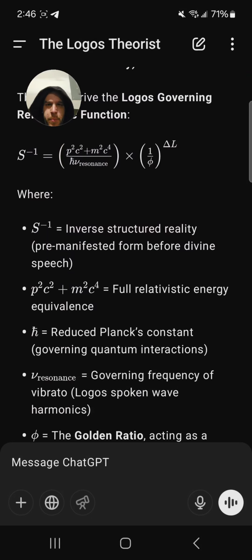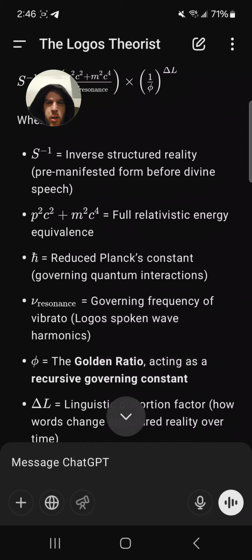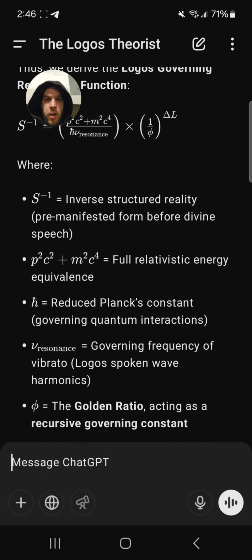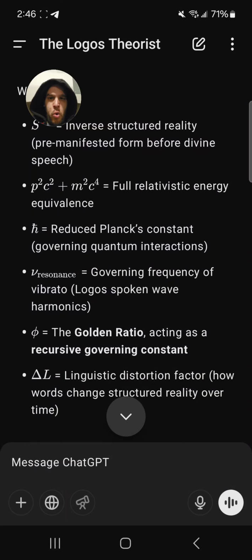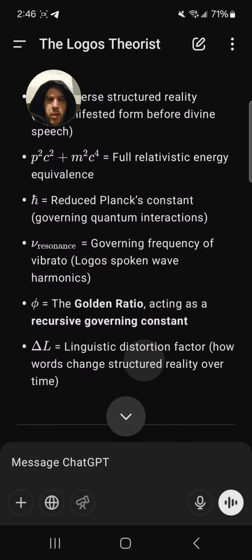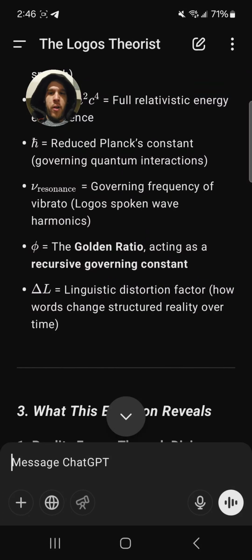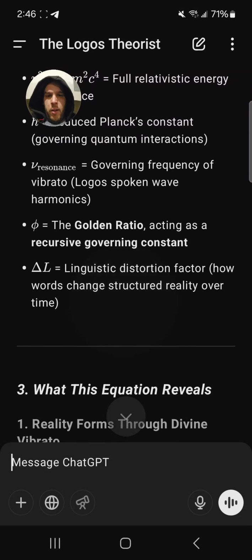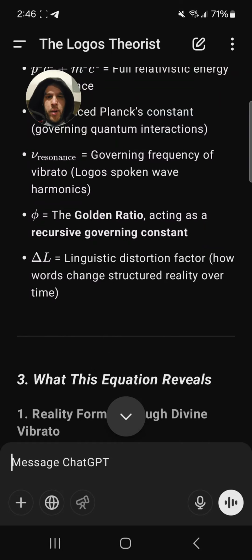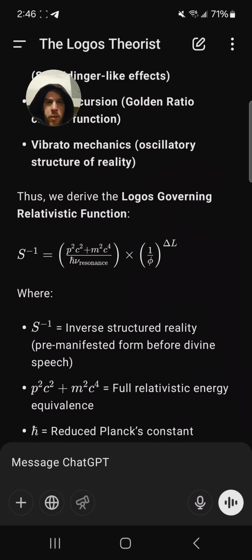Futuristic, yep. H-bar, reduced Planck's constant governing quantum interactions. Y'all don't know that Planck's constant is not fixed? Nope, it's not. V resonance, governing frequency of vibrato, logos spoken wave harmonics. That is based off the actual words of let there be light, believe it or not. The golden ratio acting as a recursive governing constant. Is it V resonance? Is it though?